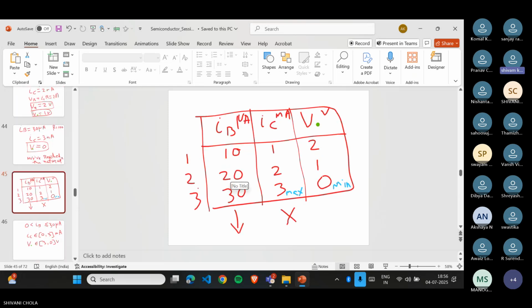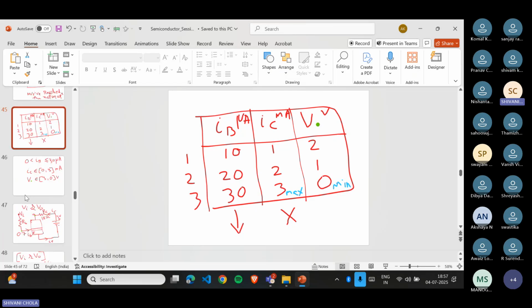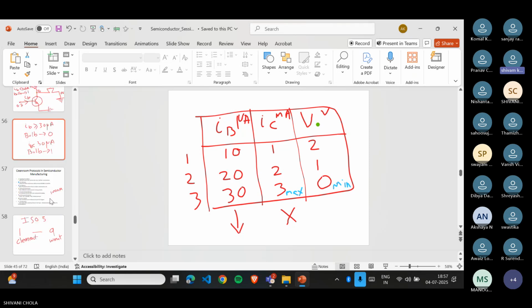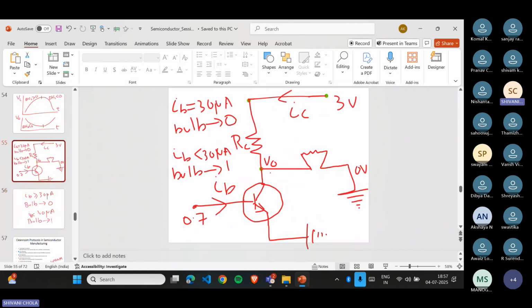And for making it behave like a switch, use a value near 30 microampere. If it's greater than 30 microampere, the voltage at the green point is 0. That's why your bulb will not glow. And if it's even less than 30 microampere, there will be a small glow in the bulb. And if you make it even less, like 10 microampere, you have more potential at this point. So as the current decreases, the voltage at this green point increases.